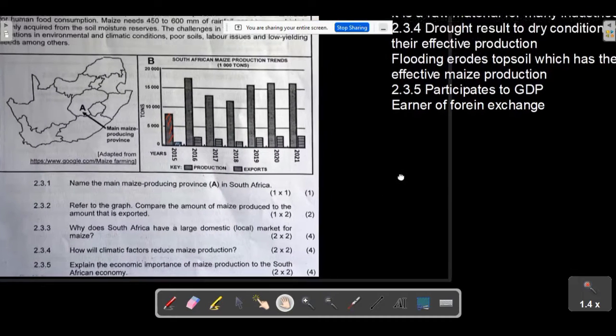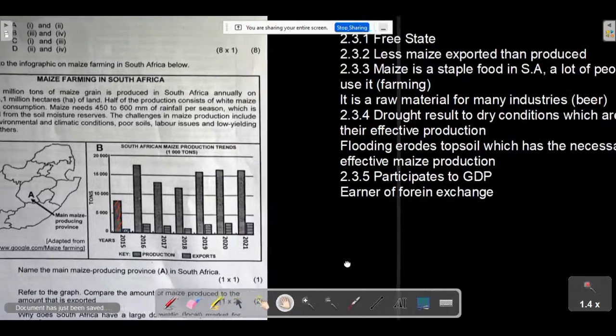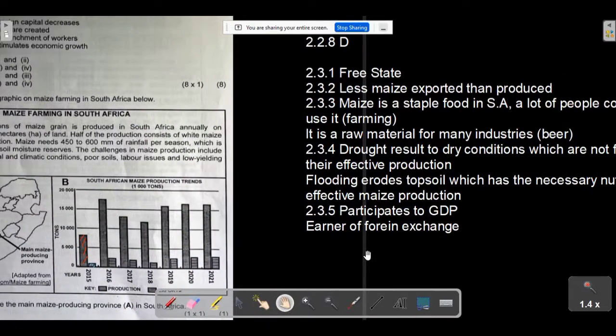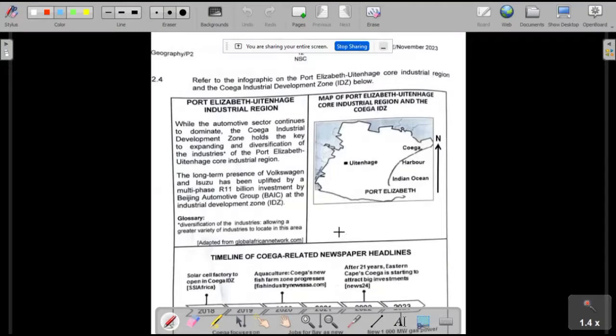Right, so that is 2.3, guys. We move on to the next one. Right, so this is 2.4.